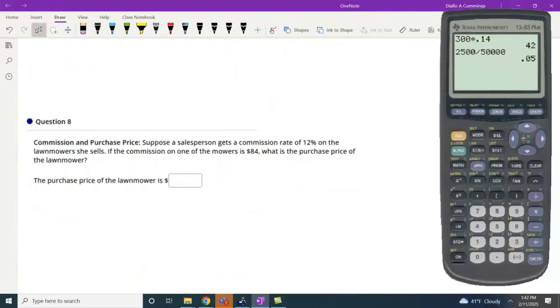And do you all have number 8? Yeah, I think number 8 is on the back. Yeah, that's on the back.